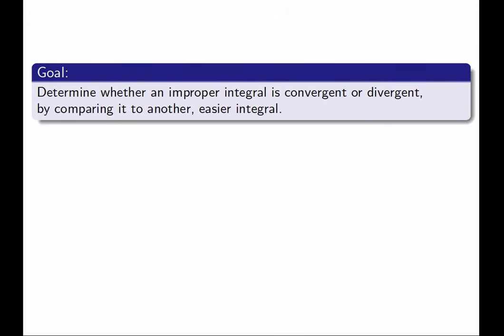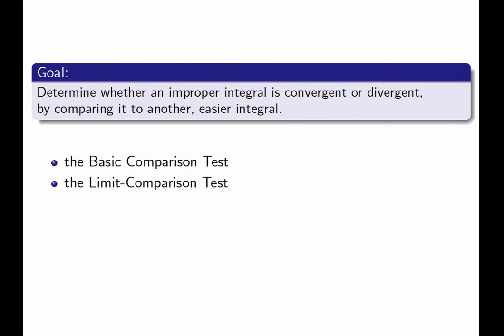And the way we do that is by comparing it to another integral that hopefully is easier, one that we know whether it's convergent or divergent. There are two main tools to do this, two theorems. There is the basic comparison test that we already know, and then there is the limit comparison test, which is another way of doing this. And that's the theorem I will present in this video.